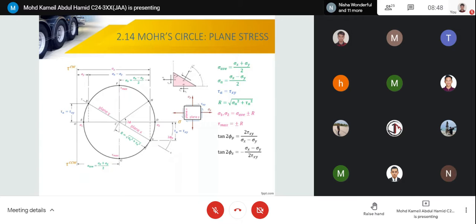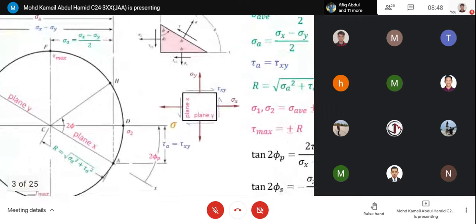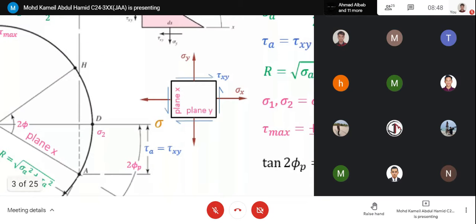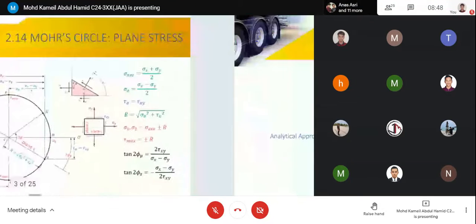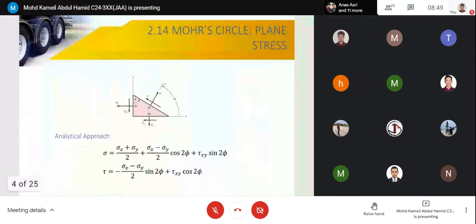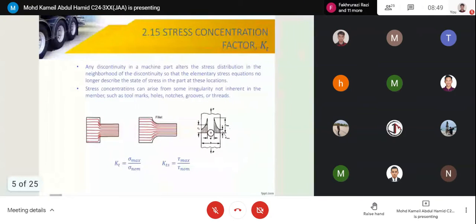Okay, for our class, we are going to use the sign convention clockwise positive for shear stress. For the shear tau xy, tau xy clockwise positive, counterclockwise negative. Okay, so this is the equation dia. Okay, nanti kita tengok.